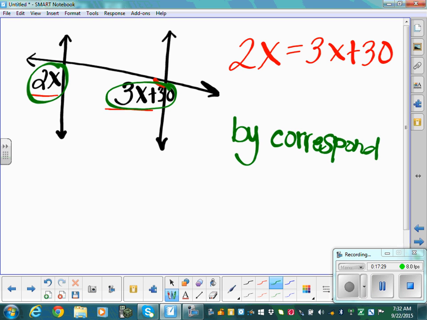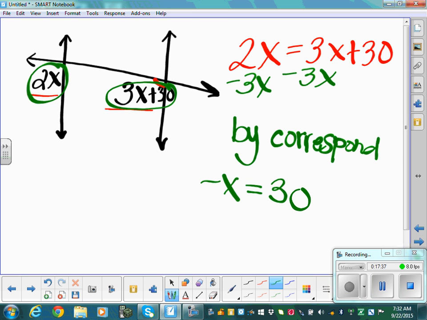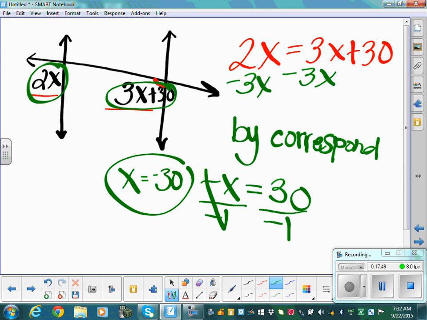Then we'd solve for x, so I would subtract 3x from both sides. So we would have negative x is equal to 30, right? And then to get this negative gone, dividing both sides by -1 will take care of that. So we have x is equal to -30. Does that make sense, everyone? Make sure you say on the test how you knew what to do.